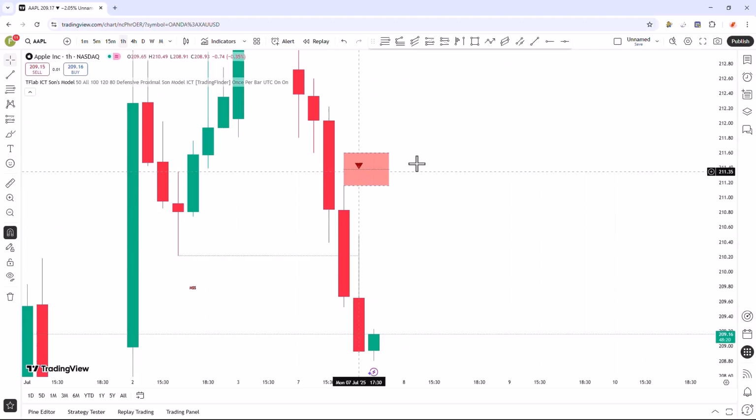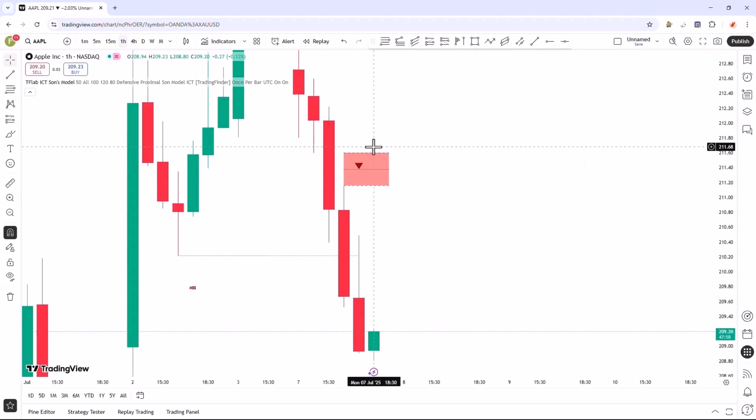After the FBG zone is formed and identified, we wait for the price to return to this zone at this point, and when the price reaches the FBG zone, we can enter a sell trade, placing our stop loss behind the FBG zone. Here, as the price moves upward, the best entry point for our trade can be the 50% level of the FBG zone, which is indicated for us in this section.